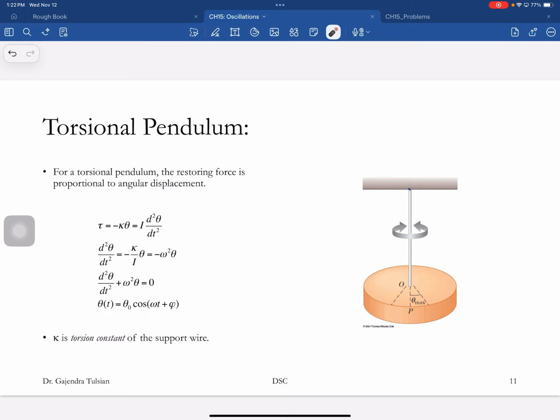All right, now I'm going to speed up a little. Okay, so what did we study? We studied simple harmonic motion. When is a motion simple harmonic?